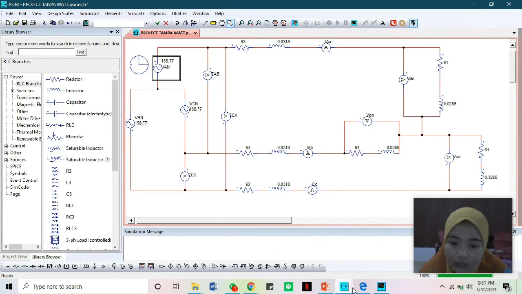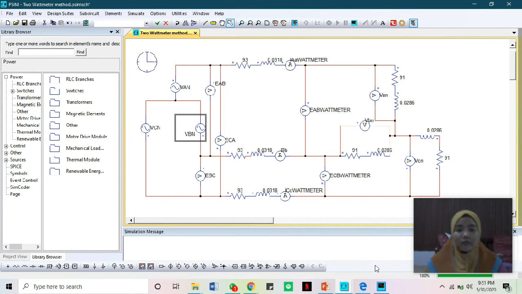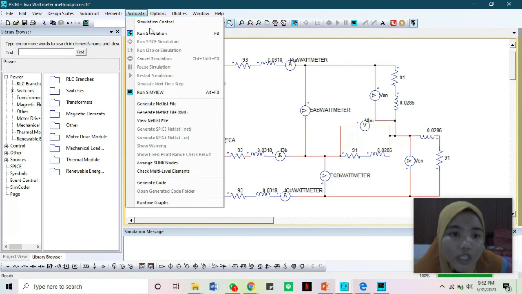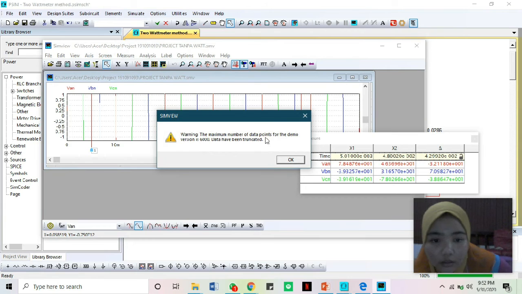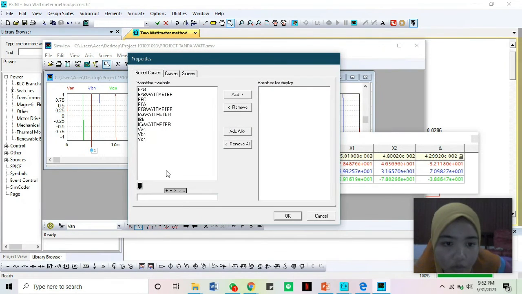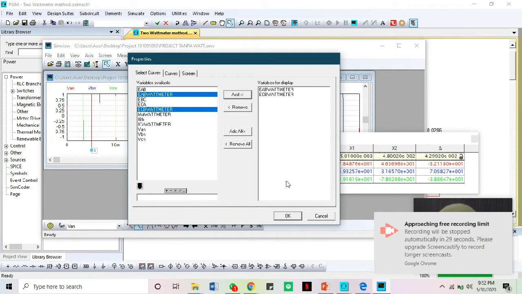So the next one is the 2 wattmeter method. As you can see, I put here the IAA wattmeter and EAB wattmeter as 1 wattmeter, so there are 2 wattmeters in this circuit. That's why we call it the 2 wattmeter method. All the things are the same, but we add here the EAB wattmeter and ECB wattmeter. In this, we will measure the EAB and IAB. We add that. Okay.